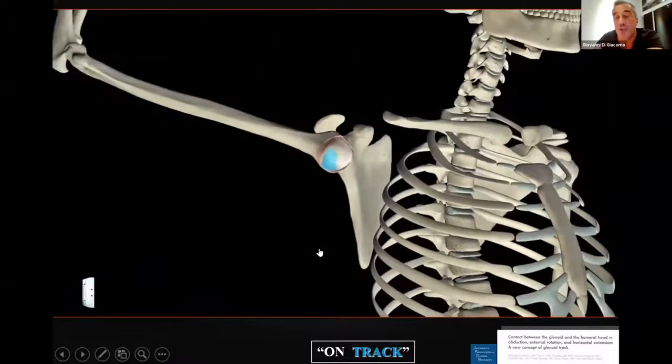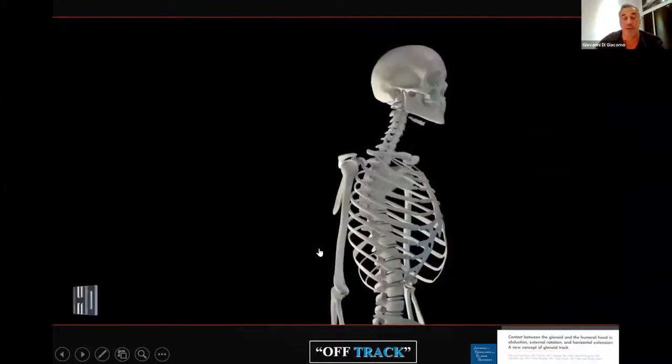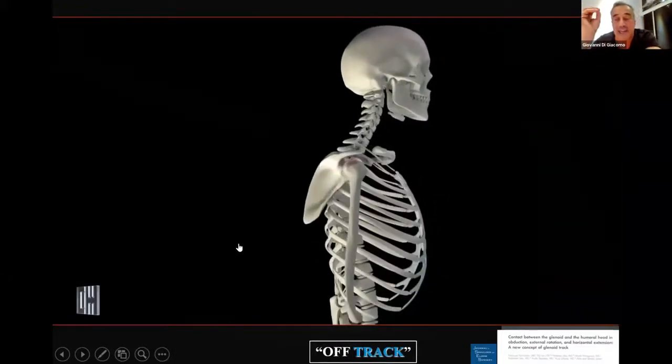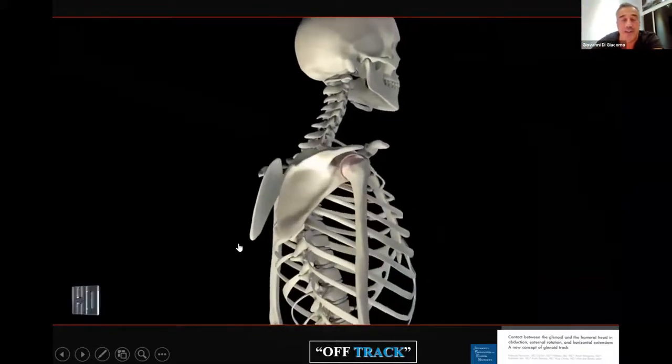You have a good shoulder after the surgery, and we feel comfortable to treat this patient with arthroscopic Bankart repair because it's an on-track lesion. The Hill-Sachs is within the glenoid track. Look, and you will understand that the key point is the position of the Hill-Sachs.